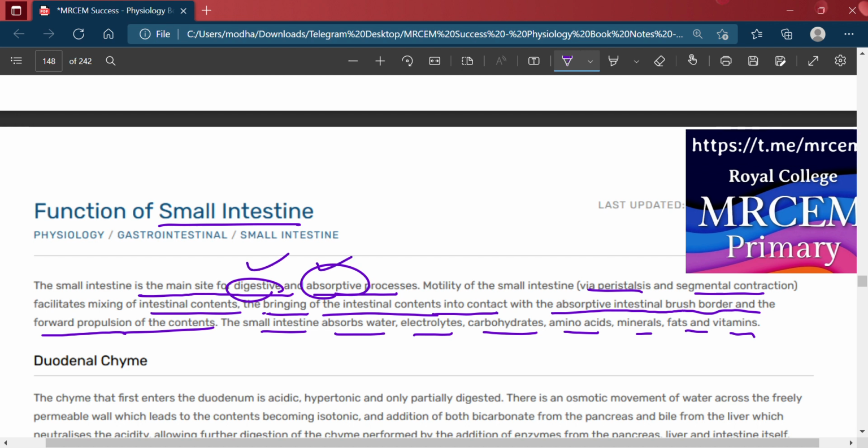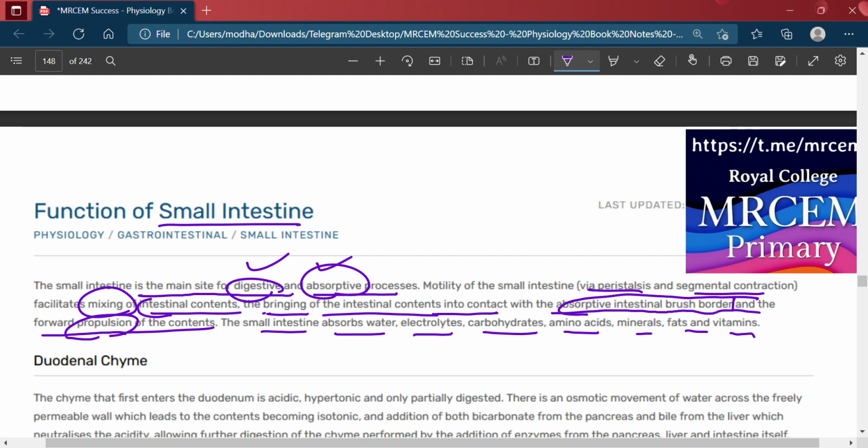Motility of the small intestine via peristalsis and segmental contraction facilitates the mixing of the intestinal contents, bringing the intestinal content into contact with the absorptive intestinal brush border, and the forward propulsion of the contents.